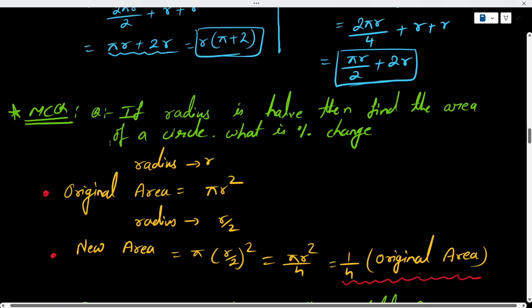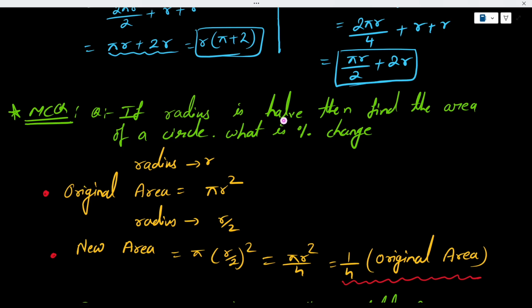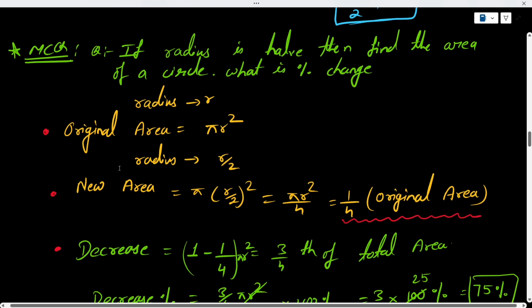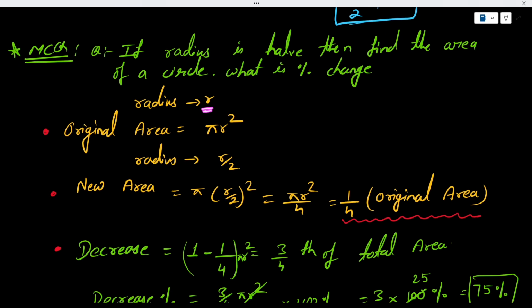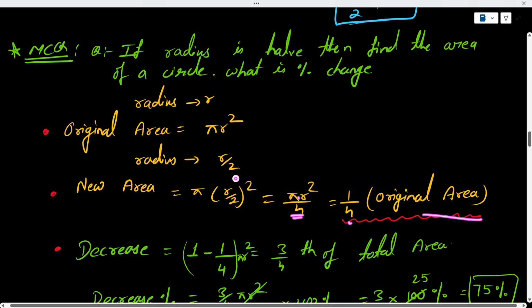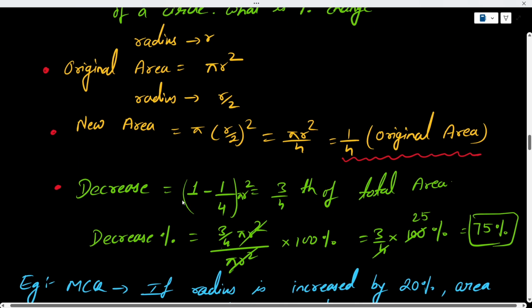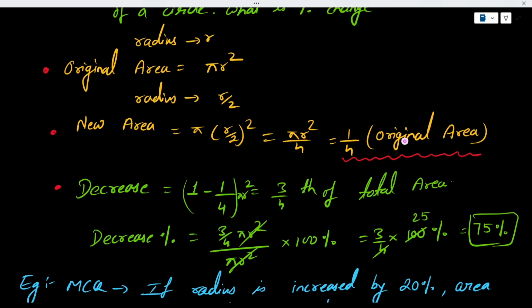Now which kind of MCQ question can come from this topic? If the radius is halved, find the percent change in the area of the circle. The original radius is r and the original area is pi r square. The radius becomes half, that means r by 2, so the area becomes 1/4 of the original area.